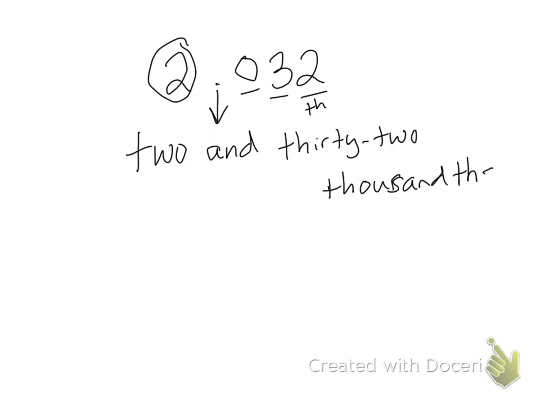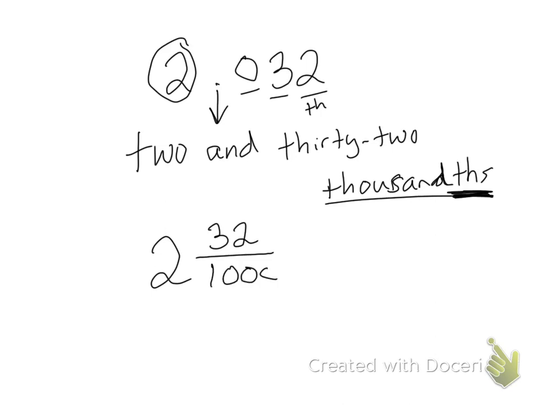Now the way to remember the decimal words is if it's a decimal, it always ends in THS, thousandths. While if it was 2000, it just would end with a D. Okay, so thousandths. The THS tells us it's a decimal. Okay, and then to write this as a mixed number, the 2 would stay by itself. And then I'd have 32 as my numerator, and the place value, thousandths, is my denominator. So it's 2 and 32 over 1,000.